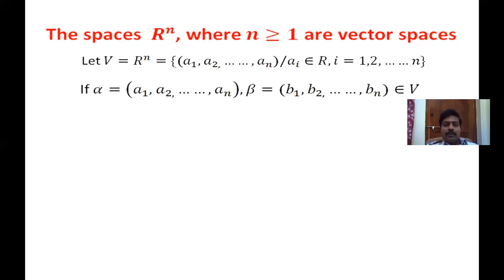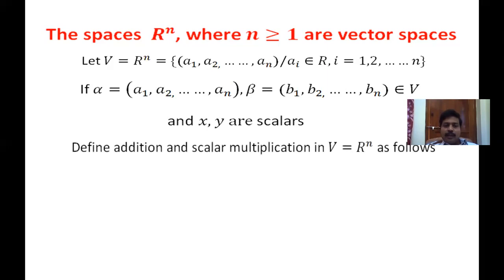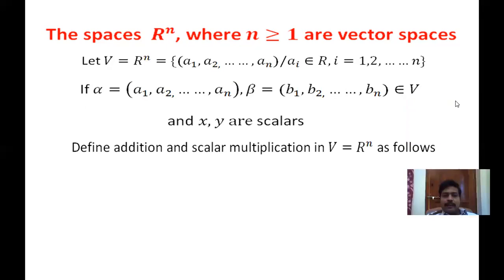If alpha is equal to A1, A2 and so on An, and beta is equal to B1, B2 and so on Bn, are two elements of V, and x, y are scalars. I am taking x and y as scalars in this problem. Define addition and scalar multiplication in V equal to R power n, as we need to define two operations on this set so as to show that it is a vector space.